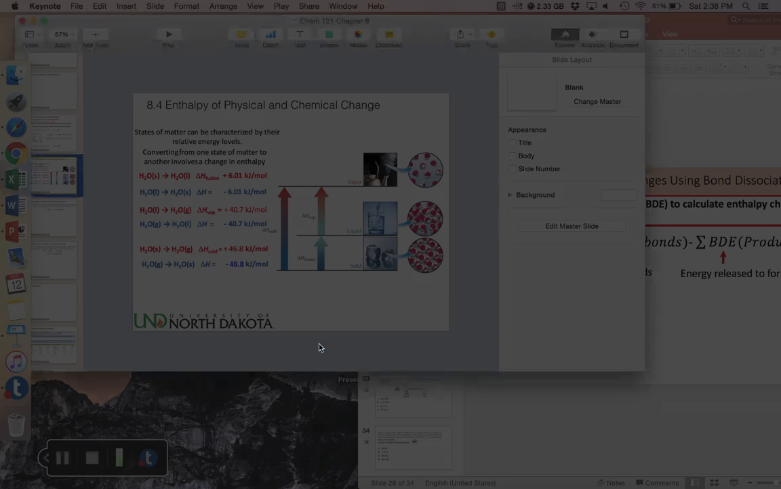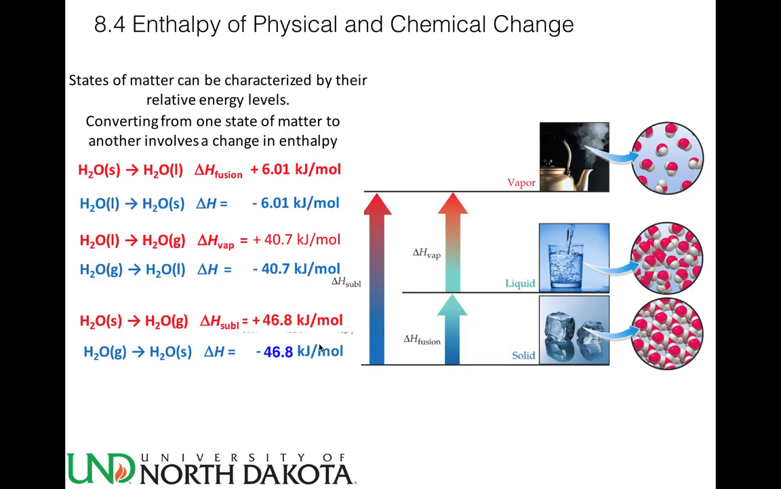Our fourth video in Chapter 8 is on enthalpy of physical and chemical change. A physical change is a process that is a change in state of matter, like going from a solid to a liquid or a liquid to a vapor. These changes in state are accompanied by a change in enthalpy.